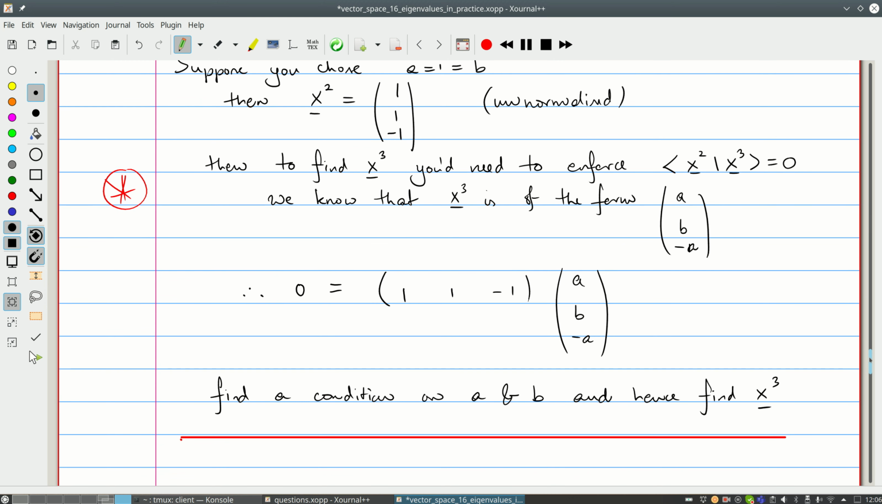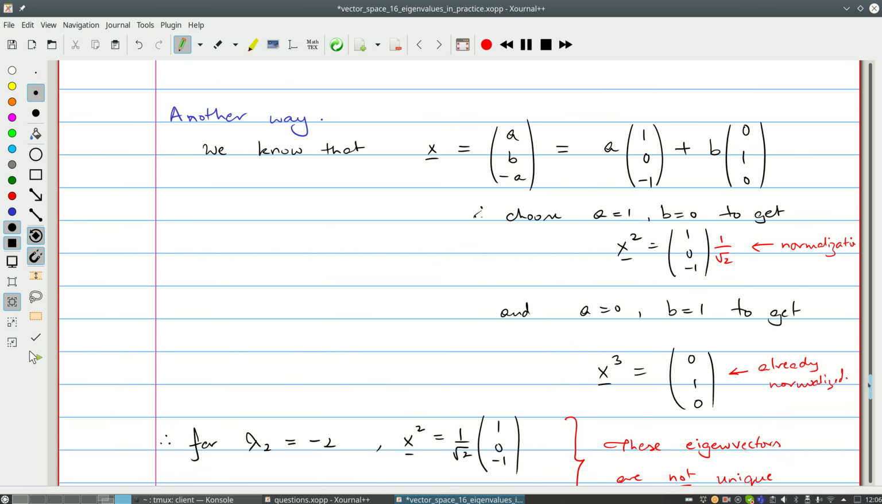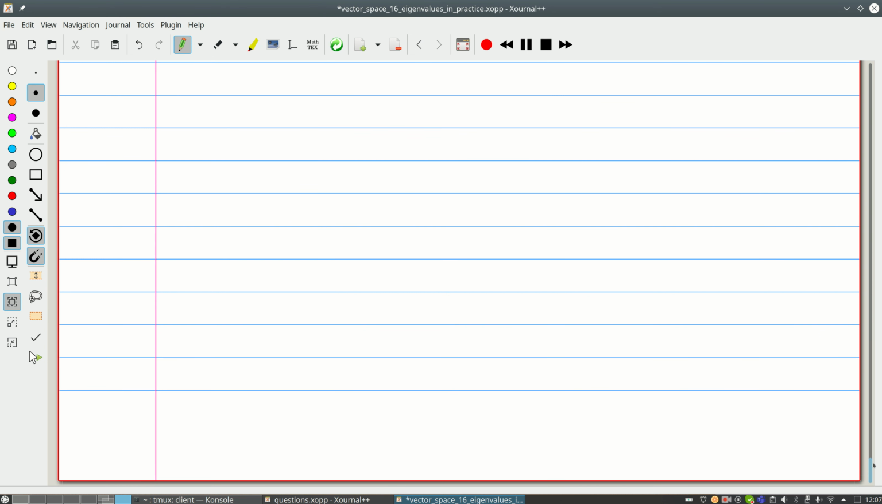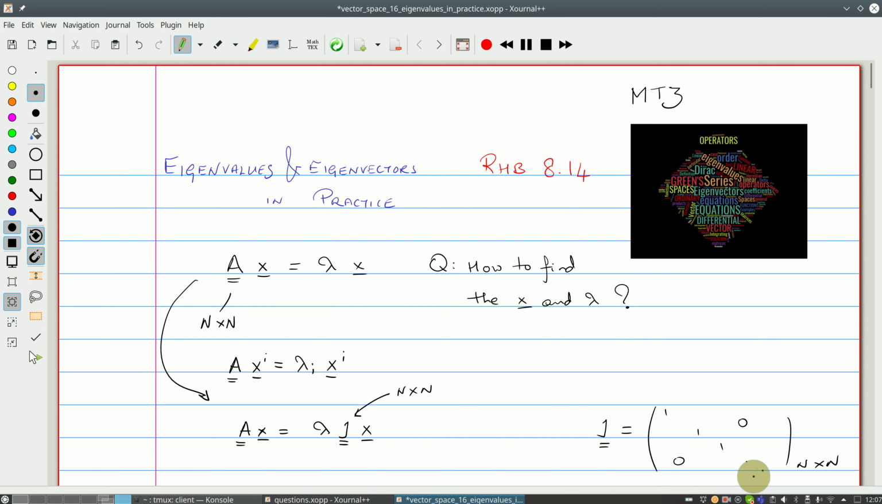So I hope I've been able to show you how we handle the case where the eigenvalues are degenerate. There are many ways of finding the eigenvectors even for the degenerate case, and it's up to you to choose something nice and simple. So with that, I finish this short lecture on the practicalities of finding eigenvalues and eigenvectors.